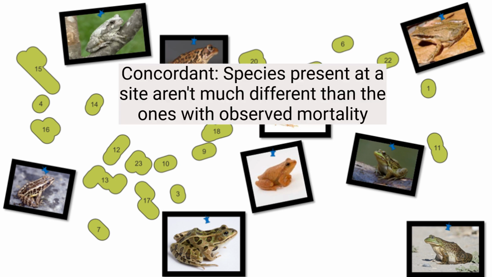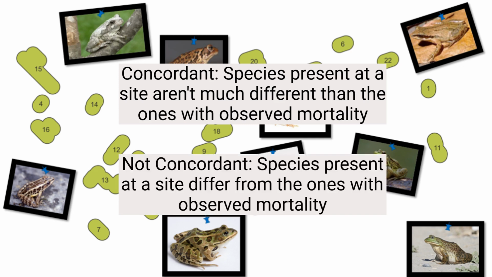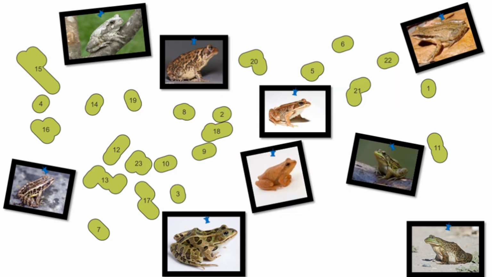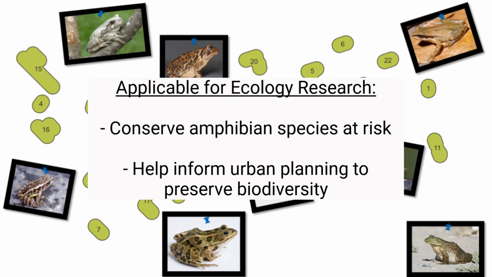If they are concordant, that tells us that there's not much of a difference between the species present and the ones experiencing mortality. But if the PCAs are not concordant, that tells us that certain species are more vulnerable to road mortality than others. This is an example of how these methods can be applied for ecology research. Knowing the answer to this question could help the conservation of amphibian species or inform urban planning considerations.